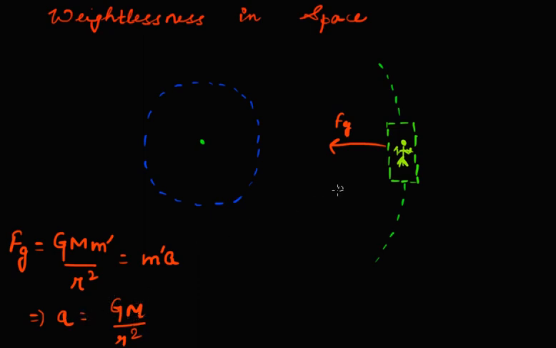So this is an important concept. The space station and astronaut system, when moving in a circular direction, has a centripetal acceleration of GM by r square. Now we can say that even the astronauts inside the space station are also moving in a circular path, right? So they will also have the same centripetal acceleration, which will be GM by r square.